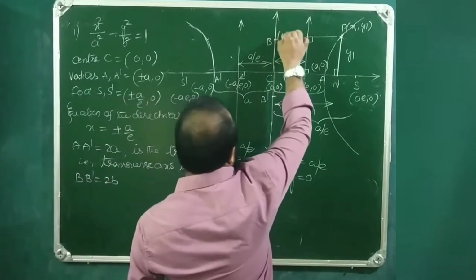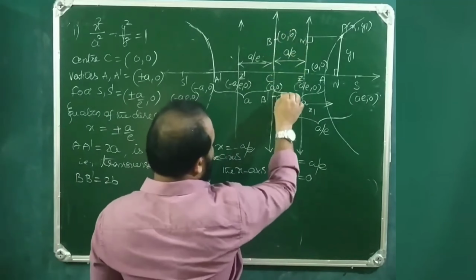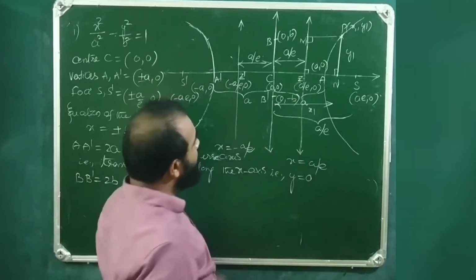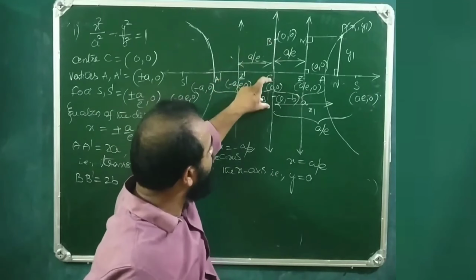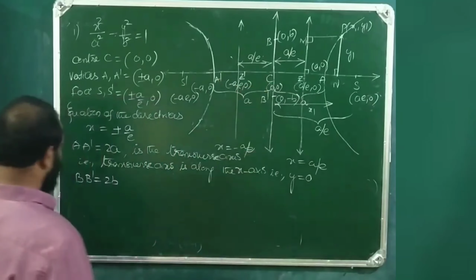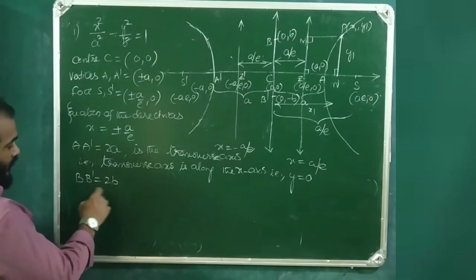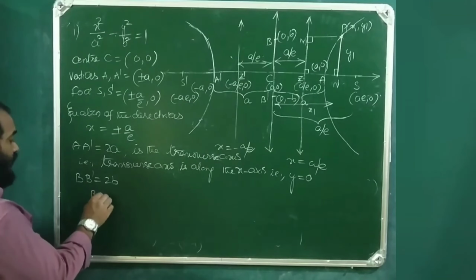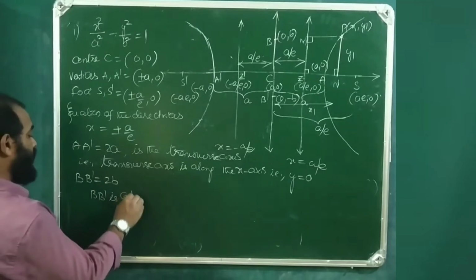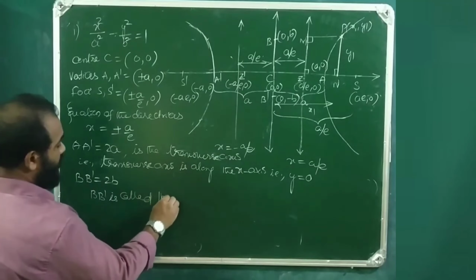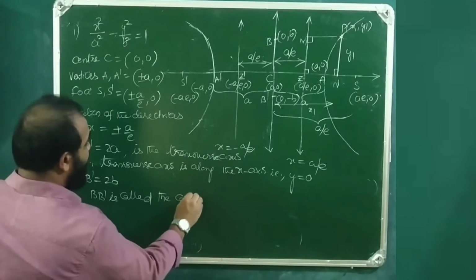And B B dash is equal to 2b. So this is 0 comma b and this is 0 comma minus b. So this is b, this is b. So b plus b, 2b. So B B dash is called the conjugate axis.